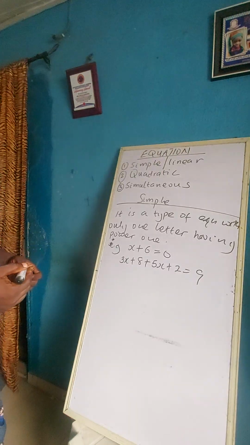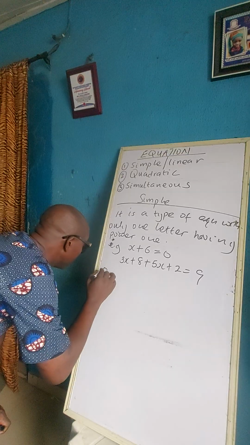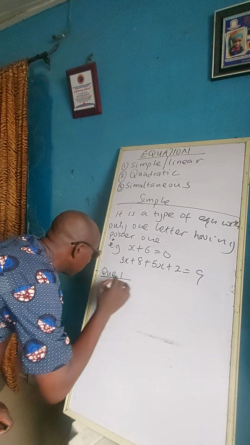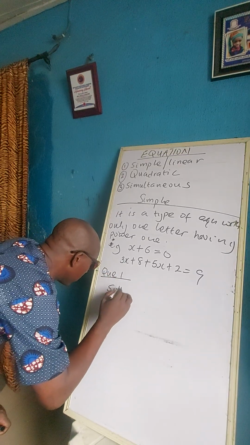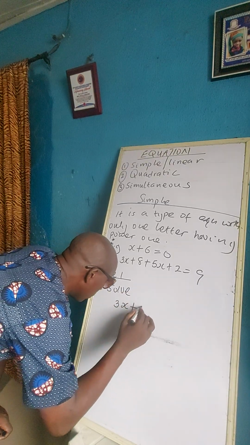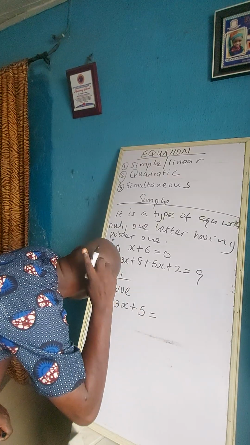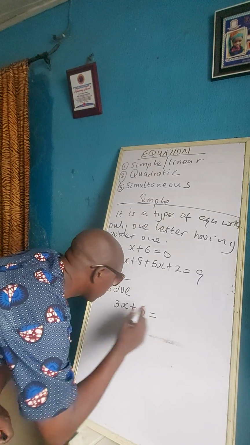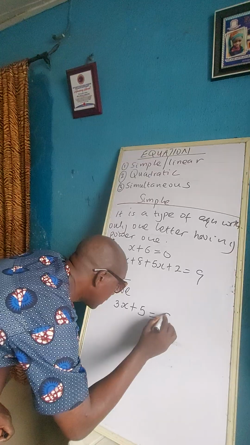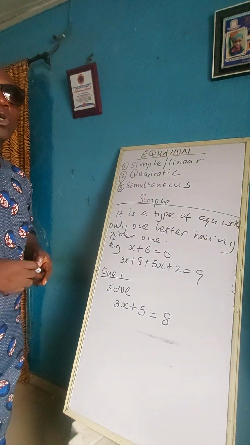Let's take one exercise. Question 1. Solve 3x plus 5 equal to 8.